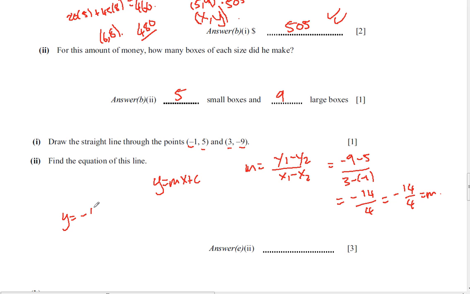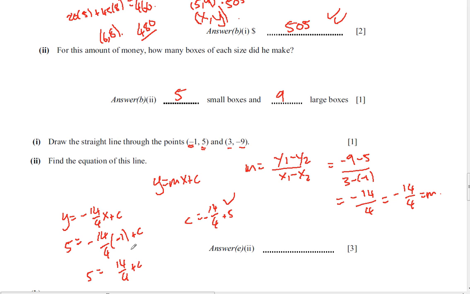So y is equal to negative 14 over 4 x plus c. Okay, I'm going through this a little bit faster. I don't know if it is the correct answer, but hopefully it is. So let's have a look. Take one of these values, substitute them into this equation, and you should find c. So when y is 5, x is negative 1. Therefore c is equal to 14 over 4 minus 14 over 4 plus 5.